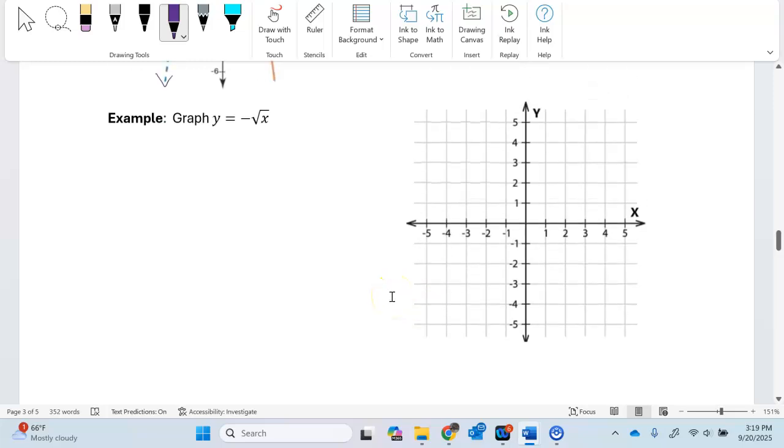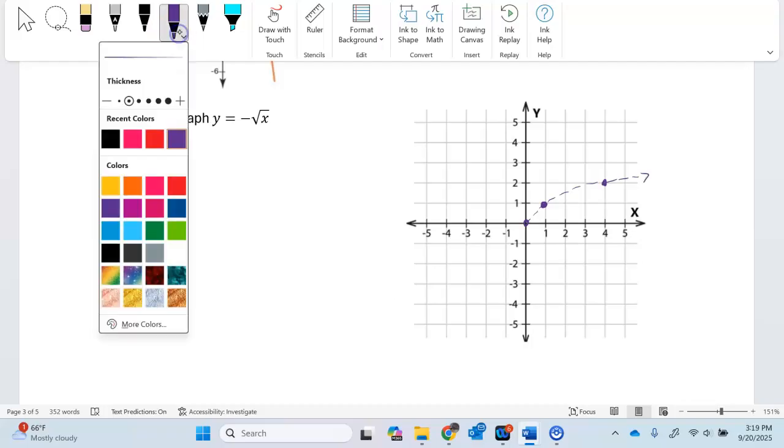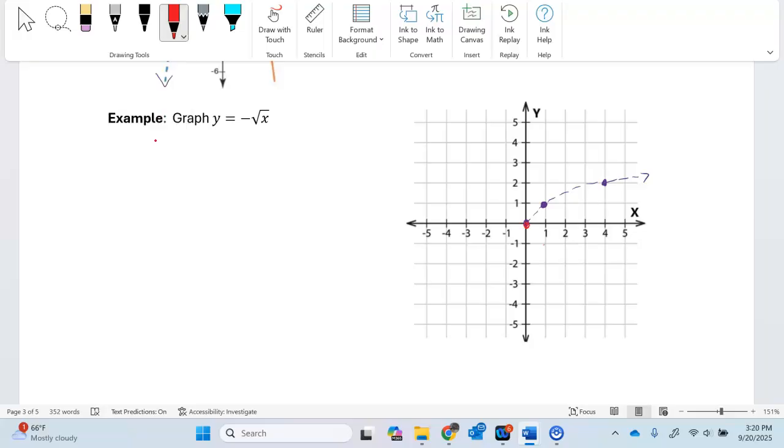So how would you graph this one? Our first example, graph y equals negative root x. So you know your parent function. Input 1, output 1, input 4, output 2, square root. We could do a dotted line if we want. I like to graph the parent function and then do the transformation. I'll use a different color. Let's go with red. So here's my answer.